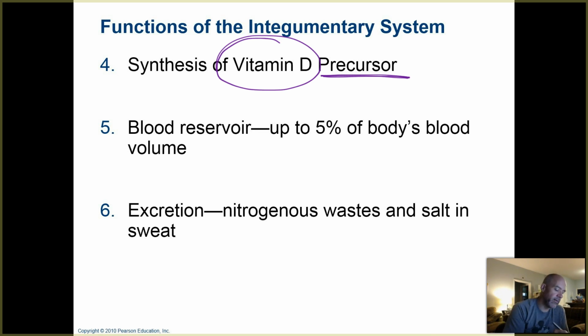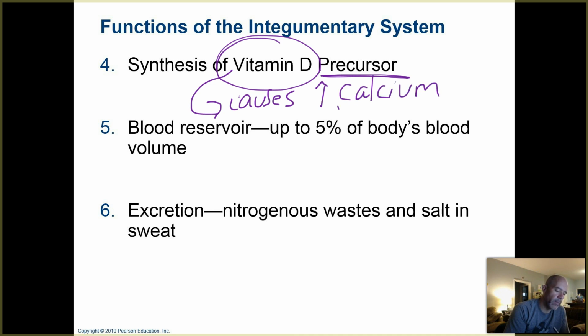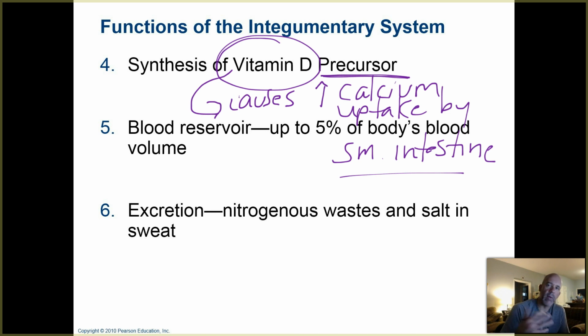And what vitamin D does, among other things, but one of the major things that it does, is it causes increased calcium uptake by your small intestine. So it functions as a chemical messenger, essentially a hormone, that tells the cells along the lining of your small intestine, hey, absorb more calcium from the diet. The body needs more calcium here. So vitamin D is pretty important, and it is made in the skin, requires UV light in order to happen.